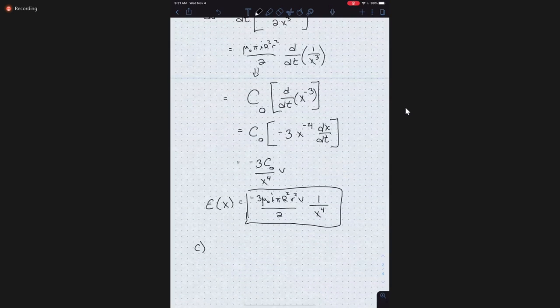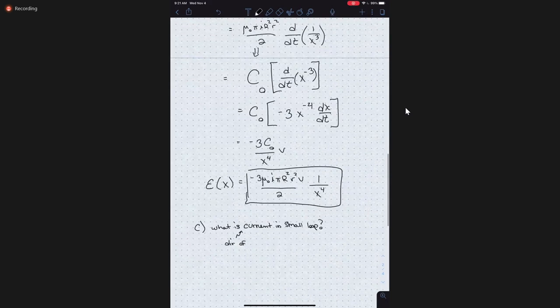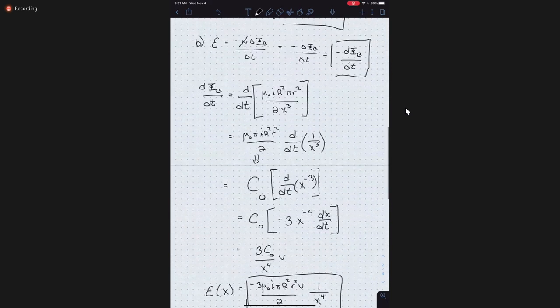Now part C asks, what is the direction of the current in the small loop? We don't know the resistance of the loop, so we can't figure out the instantaneous current, but we can figure out the direction via Lenz's law. So what does Lenz's law tell us? Lenz's law means that the current should always be such that it opposes the original change in flux. So what is the original flux on this loop?